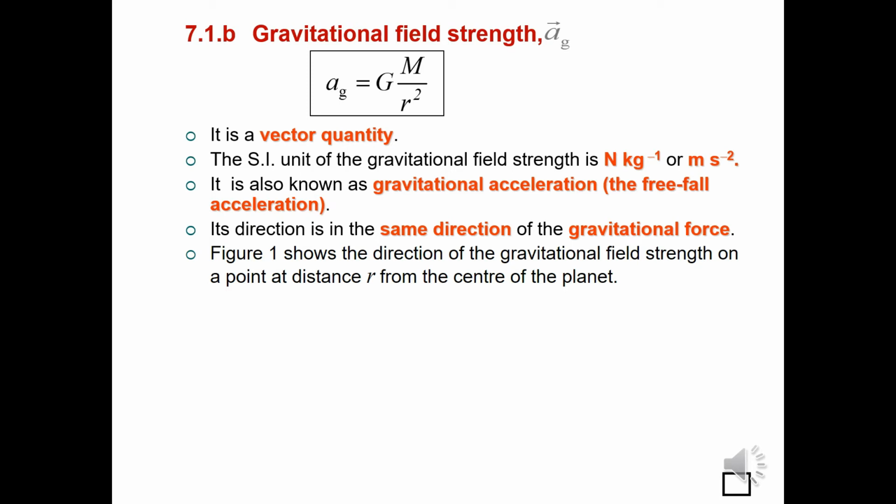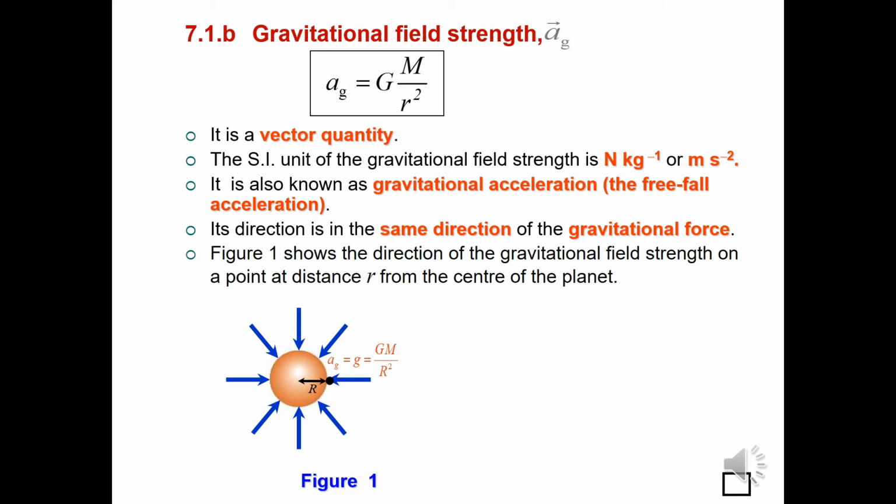Look at figure 1. It shows the directions of the gravitational field strength on a point at distance r from the center of the planet. If the test mass is at the surface of the Earth, gravitational field strength is equal to GM per r square, where r is the radius of the Earth. If the test mass is away from the surface of the Earth, the equation of gravitational field strength is GM per r square, where r is the distance from the center of the Earth to the point.